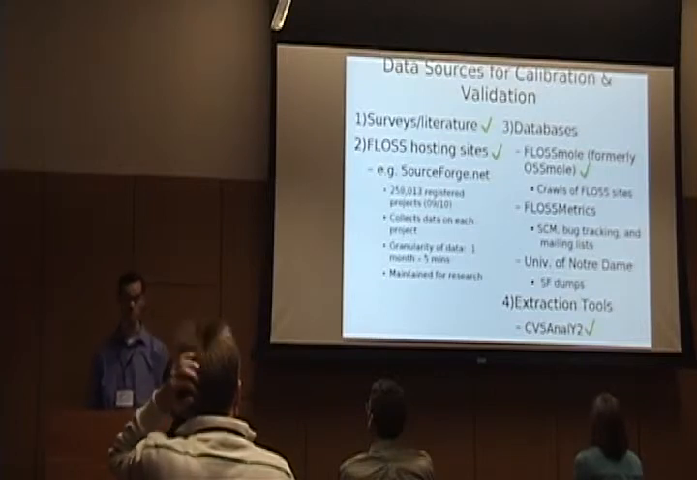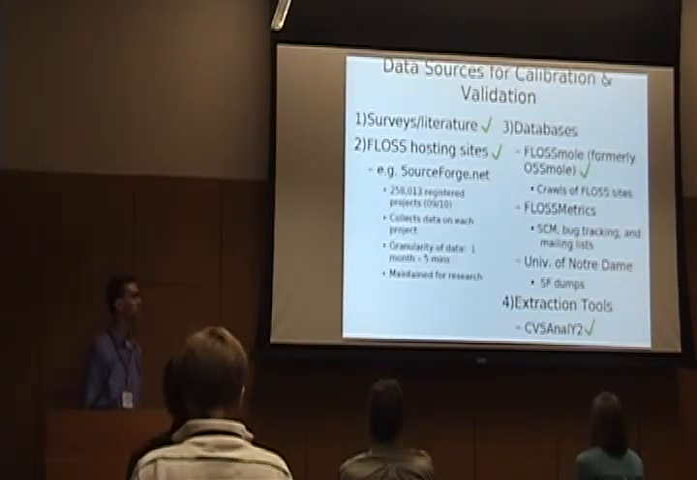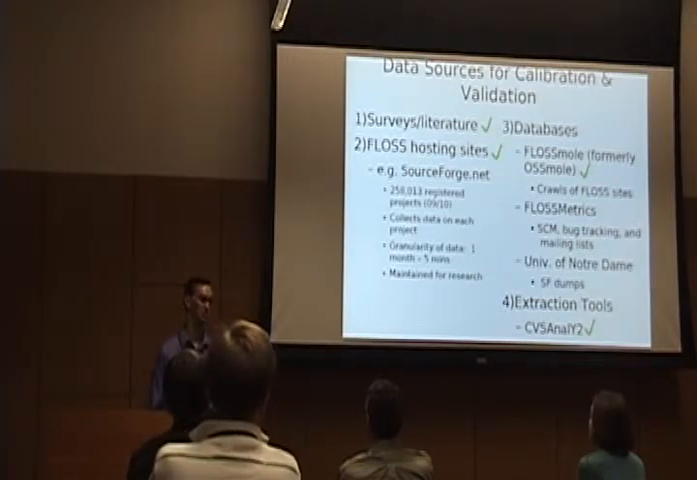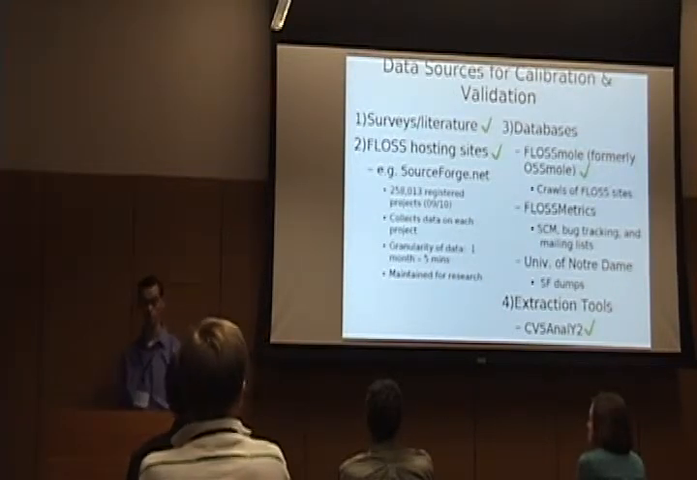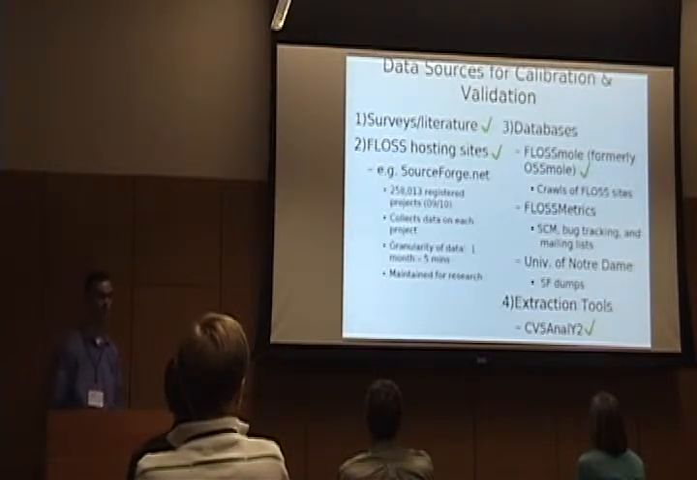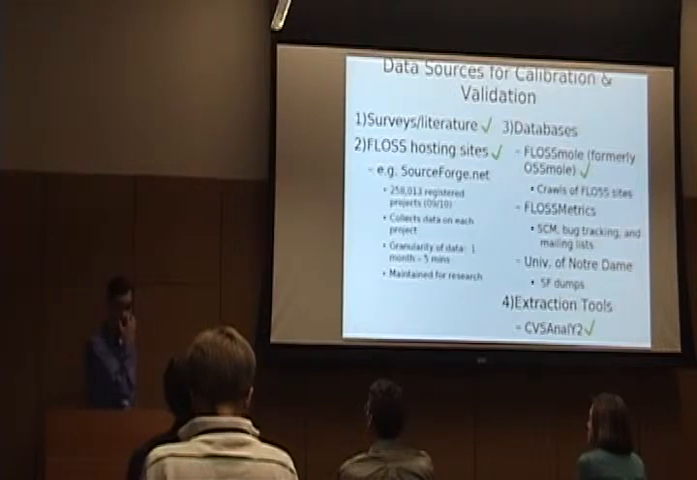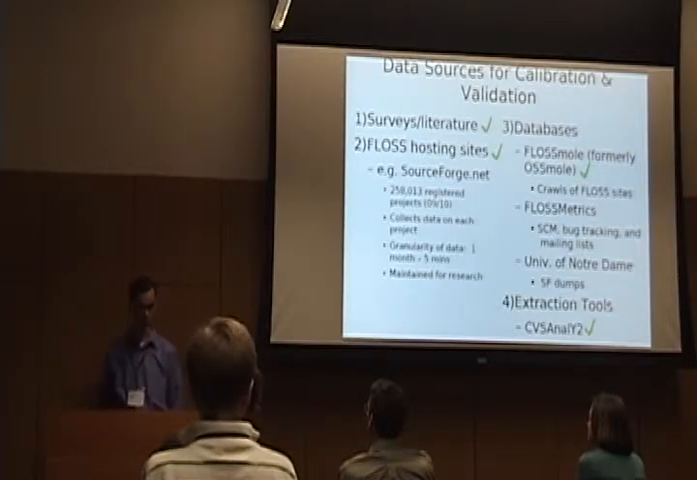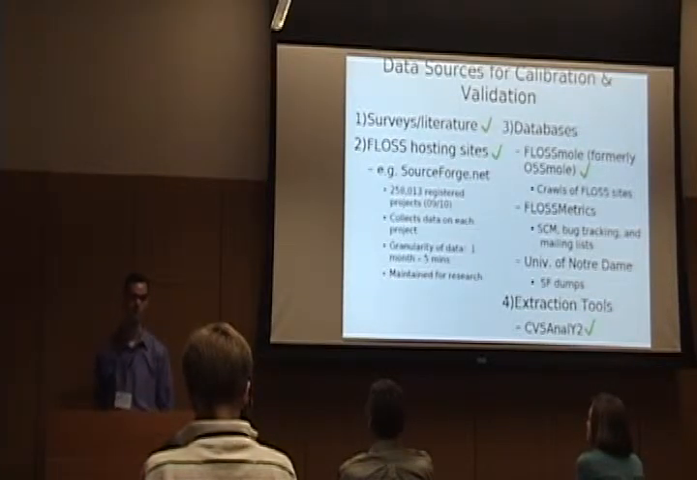Then, as also mentioned, there are some databases already available. The first one there, called FLOSS Mole, is really neat because it's an open source project in and of itself. Its whole purpose is to grab data from other forges and make it available, all under an open source license. FLOSS Metrics is a similar project. It's coming out of the European Union, where they're looking at some different things, mining some logs and whatnot, for example in regards to source code repositories. And of course, as was mentioned, the University of Notre Dame maintains a database of SourceForge dumps as well.